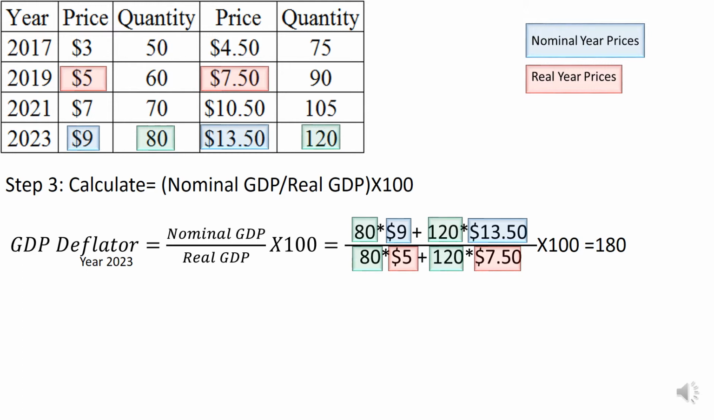And we want to see the value of 80 and 120 using nominal prices, that's the blue, so that's $9 and $13.50, compared to the value of 80 and 120 using the real prices, the base year prices, which is 5 and 7.50. So you see the calculation here at the bottom. That's 80 times $9 plus 120 times 13.50, that is the nominal GDP, divided by the real GDP, which is 80 times 5 plus 120 times 7.50. And we multiply that by 100, and our GDP deflator for the year 2023 is 180.